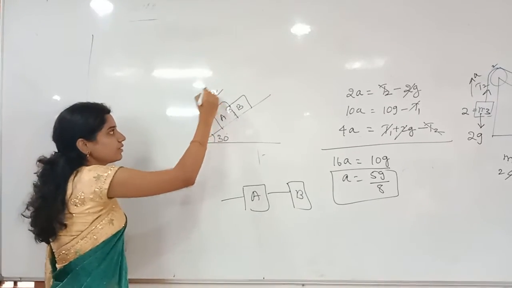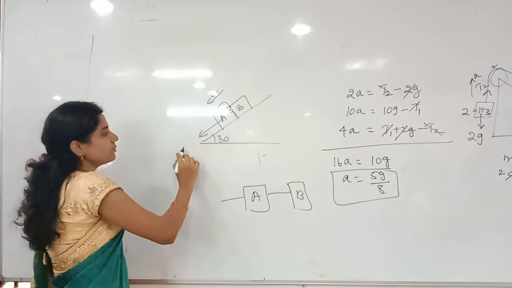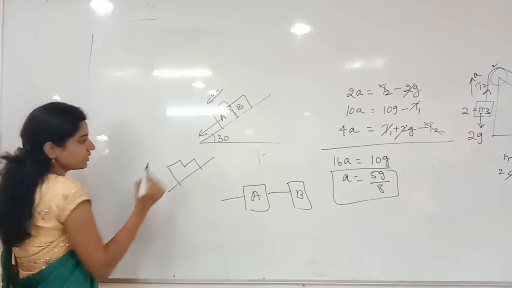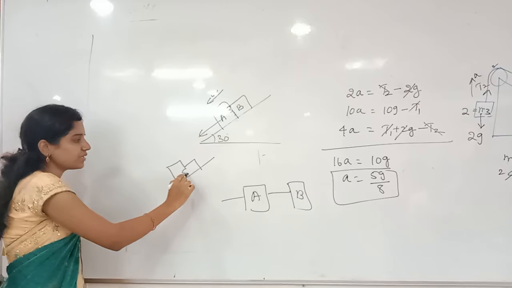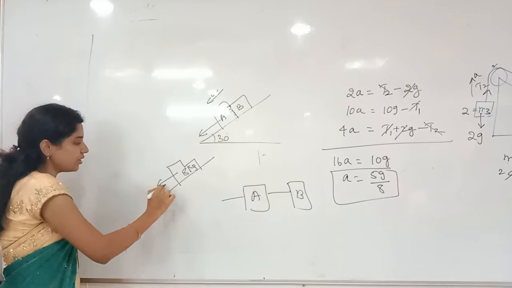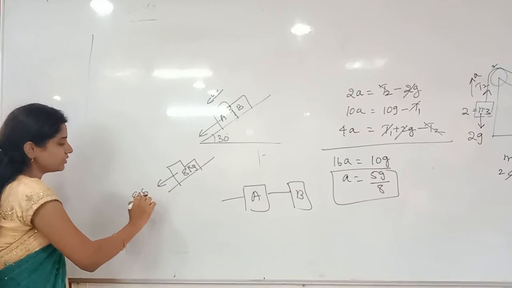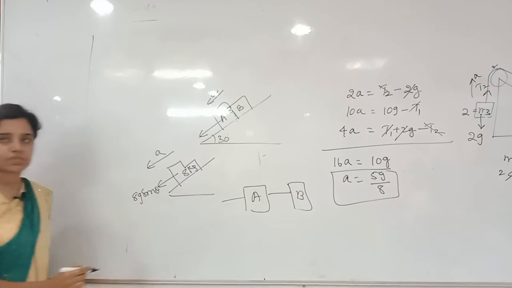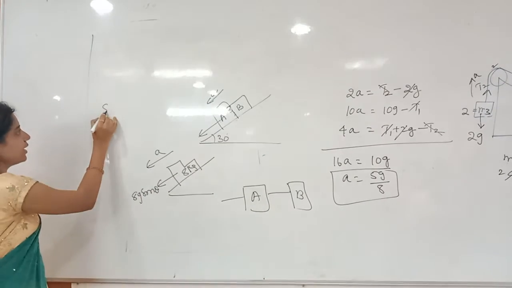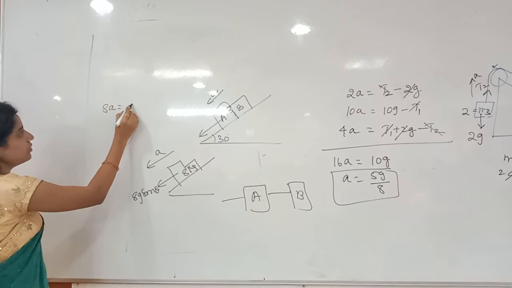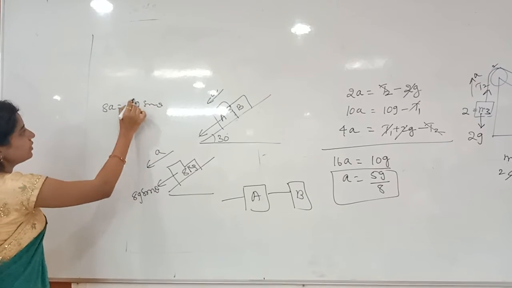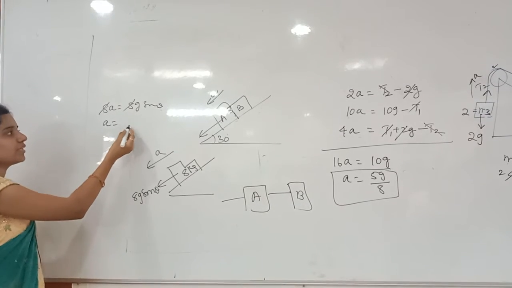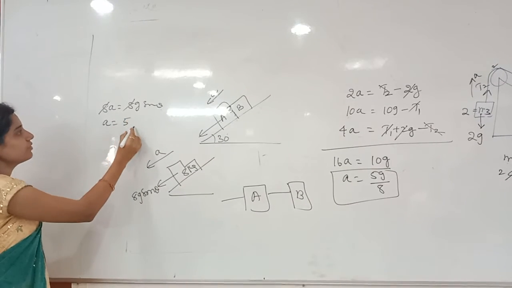Acceleration a, let me take. Now along the inclination, if I consider it as a single block, what is the mass of that? 8 kg. So along the inclination, 8g sin theta, and the acceleration is a here. Now clearly what can I write? 8a is equal to 8g sin theta. Then the acceleration is equal to g sin theta, nothing but g sin 30. How much is that? 5.